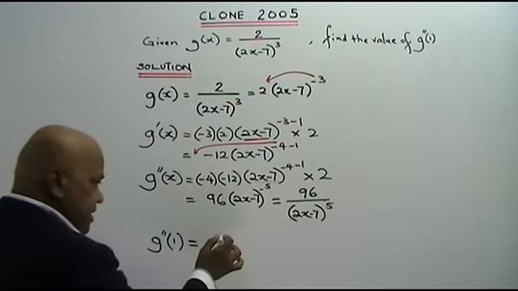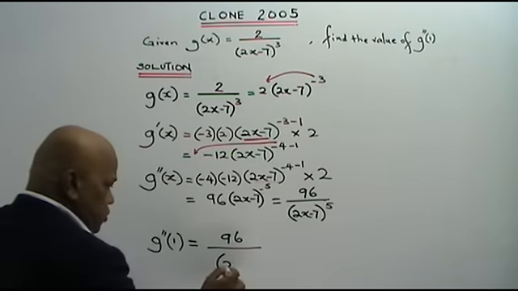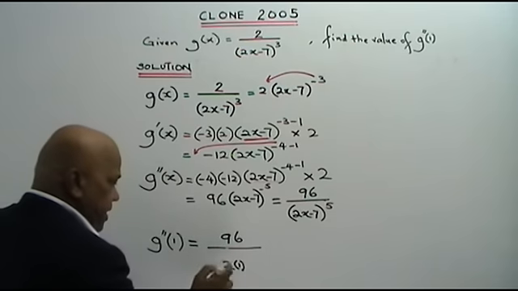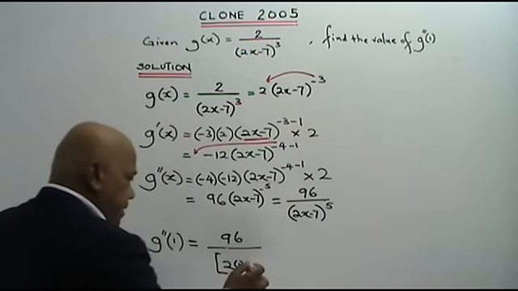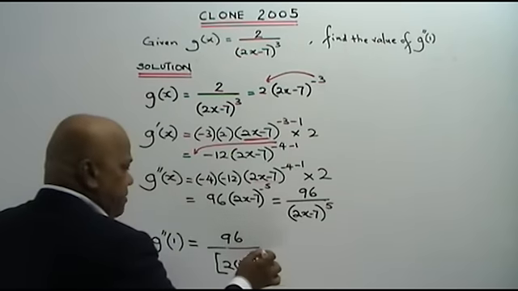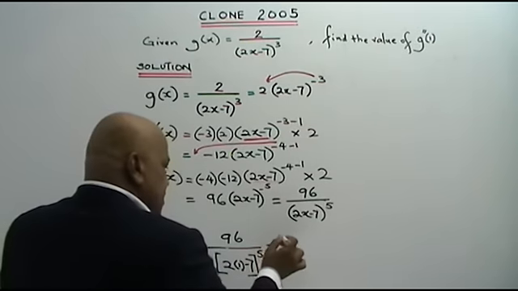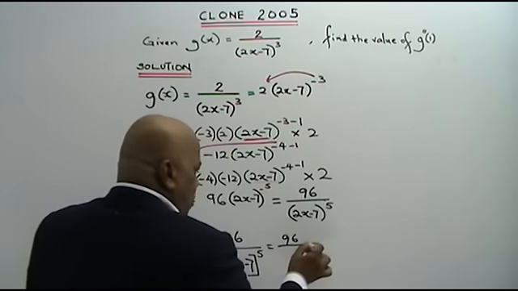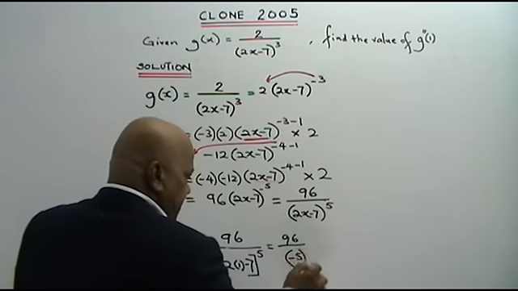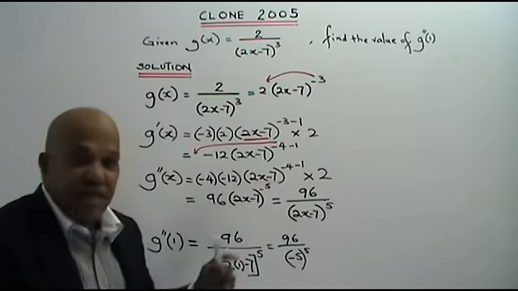So 96 over 2 times 1. Okay, we make it into a bigger bracket like this: 2 times 1 minus 7, power 5. Okay, get it? So this is equal to 96 over negative 5 power 5. 2 minus 7 is negative 5.